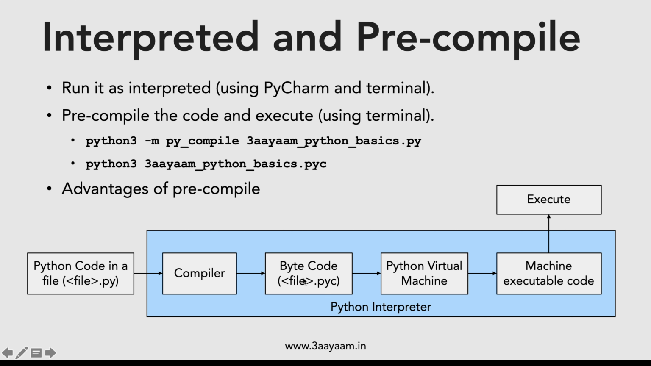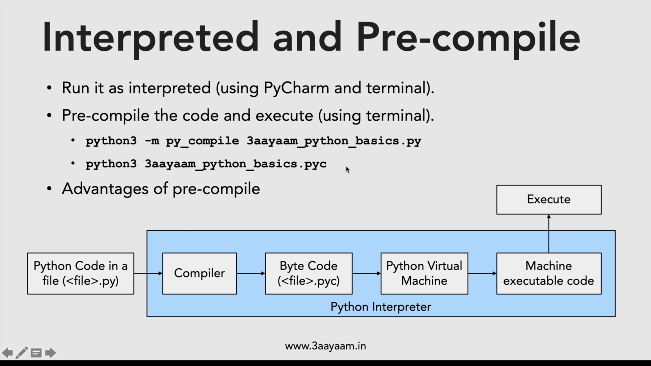Then this bytecode is sent to the Python virtual machine, and the Python virtual machine or PVM creates the machine executable code, or the binary representation of the bytecode. Then this machine executable code is executed in the servers or laptops using CPU, RAM, etc. This is the job of the Python interpreter. Here, whatever I'm showing you is basically running Python as an interpreted programming language, because it goes through all these steps of compiling, creating bytecode, and then creating machine executable code.